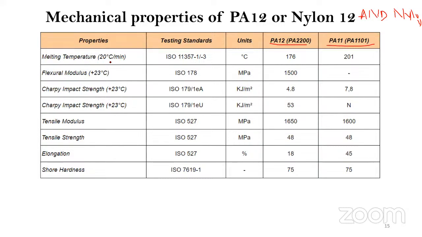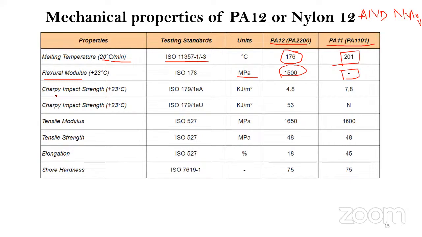So the melting temperature, if we measure at 20 degrees Celsius per minute, this is the ISO standard, and PA11 has a higher melting temperature as compared to your PA12. Flexural modulus, okay, that is in megapascals. This PA12 has this flexural modulus, but PA11 does not.